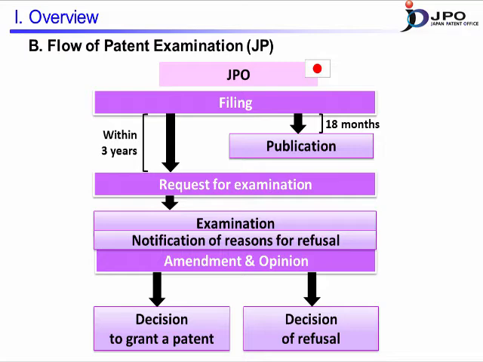This is the examination flow of the Japan Patent Office. In Japan, a patent application is published 18 months after filing. A request for the examination within 3 years from filing date is necessary in order to initiate the examination.